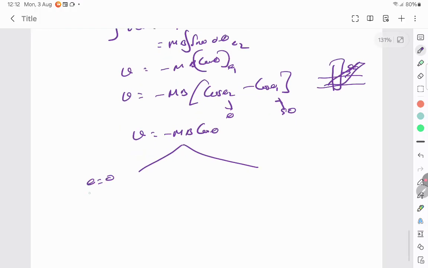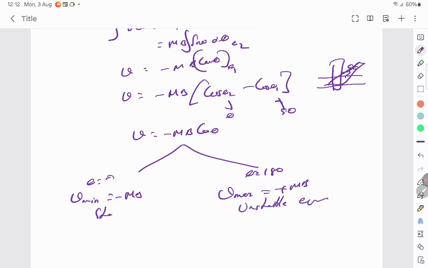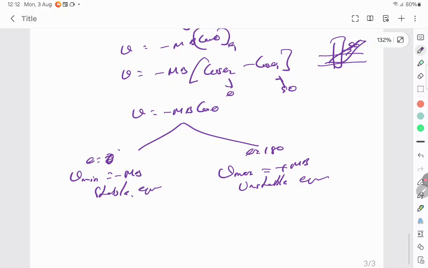When theta is equal to 0, potential energy is minimum and is minus mB, which is the minimum potential energy. When theta is equal to 180, this potential energy is maximum, which is plus mB. High energy, so unstable. So this is unstable equilibrium, whereas this is stable equilibrium when theta is equal to 0. Are you clear? Next is a very, very important question.